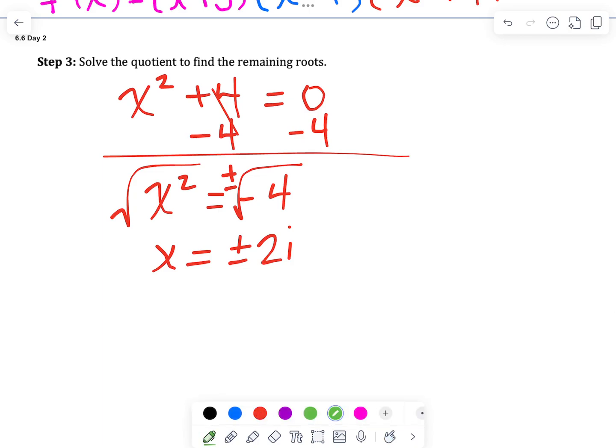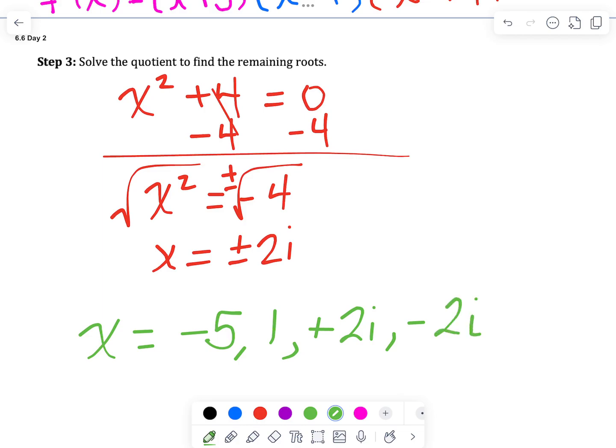So the 4 roots, the first root was -5, is real. The second root, +1, is real. And then we have our 2 complex roots, +2i and -2i.